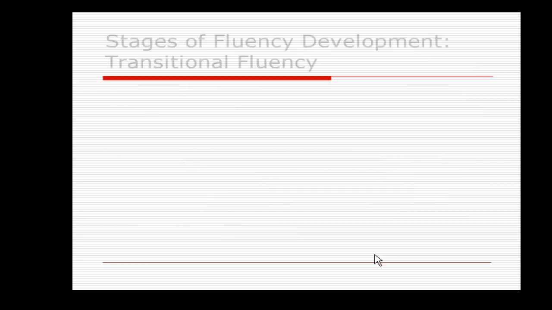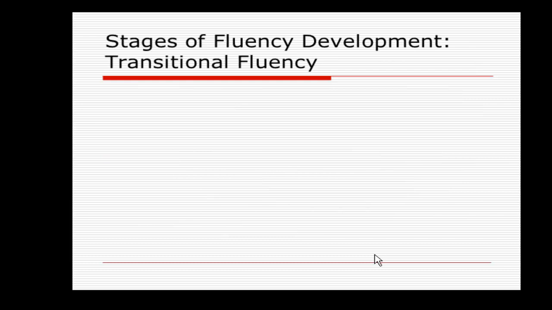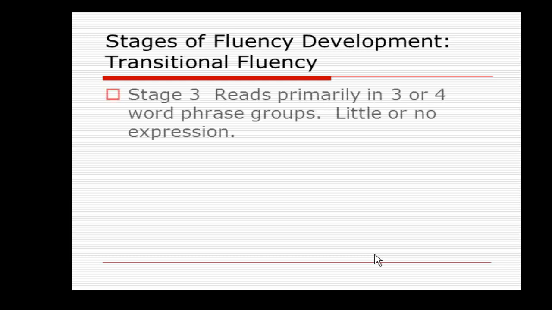Moving on from that stage, which we see again in grade 1 and in grade 2, stage 3 is called the transitional fluency stage. The reader reads primarily in 3 or 4 word phrase groups. There is little or no expression in their reading. Here's the deal. There are many grades 3, 4, and 5 students at this transitional level. As teachers, we need to be concerned about these students, and we need to support their fluency.